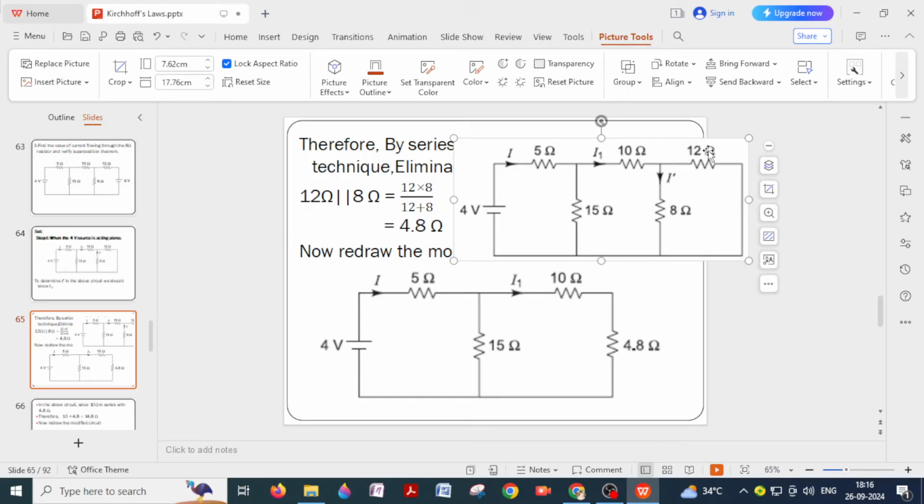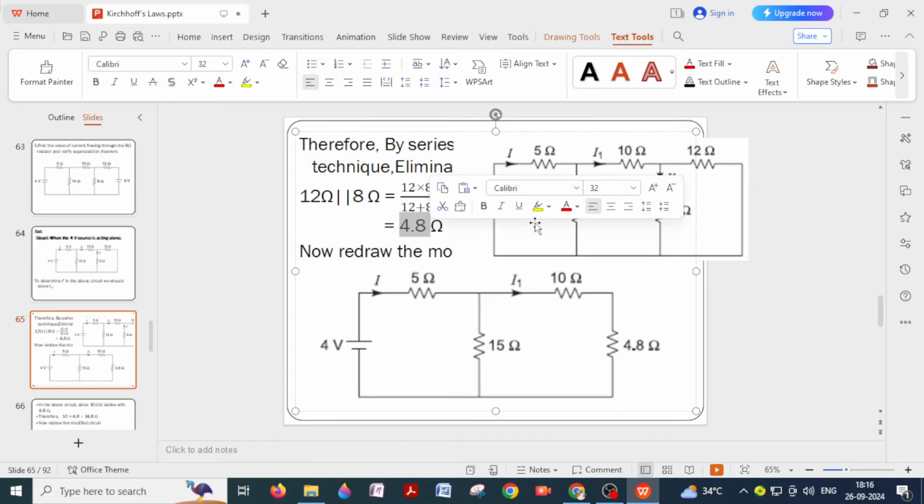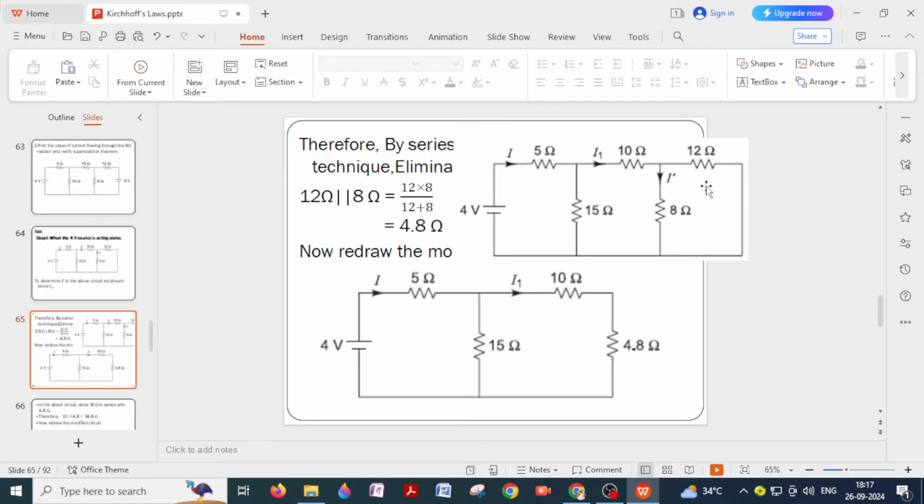Now, instead of drawing this 12 ohms and 8 ohms, since you have determined the equivalent resistance of these parallel elements, you can replace these two elements by a single resistor whose value is 4.8. Since 12 ohms and 8 ohms are in parallel, we have determined the equivalent resistance of these two. We want to reduce the circuit, so to reduce the circuit, I am eliminating the parallel path here. 12 and 8 are in parallel.